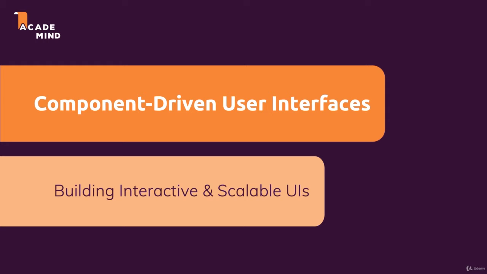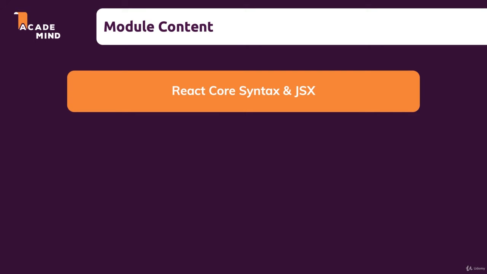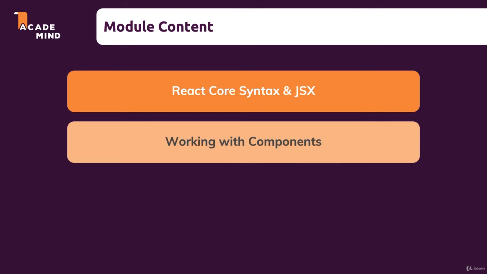Remember, this section was about components. It was about understanding the most important concept of React, that you build user interfaces by building and combining components. And for that, we had a look at the React core syntax and JSX. We of course had a very detailed look at building and using and working with components and props. And that already leads to the last part, data.